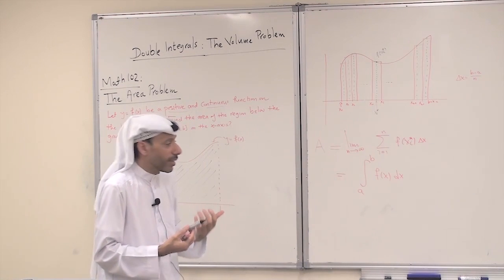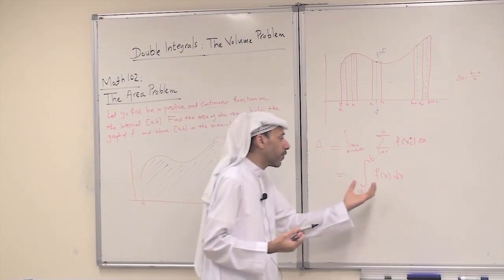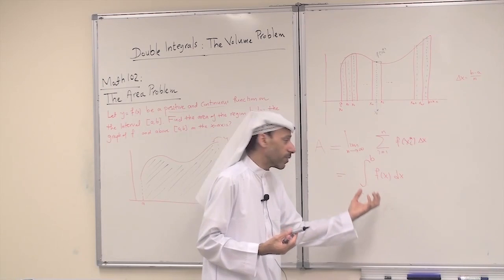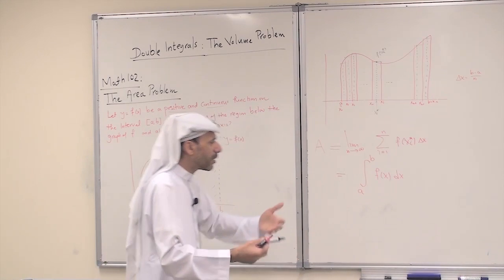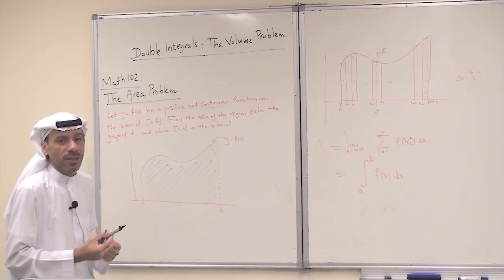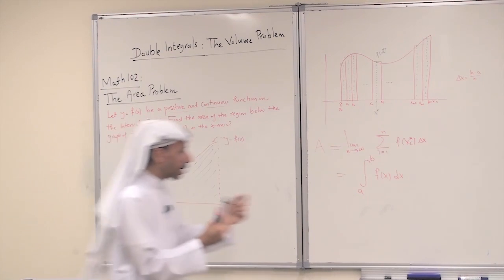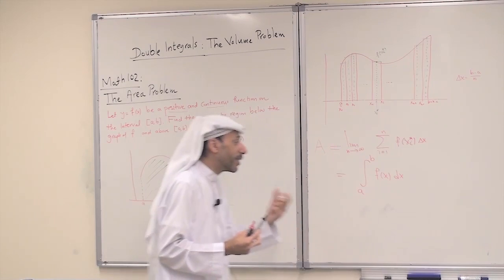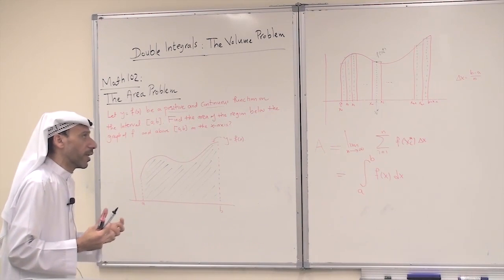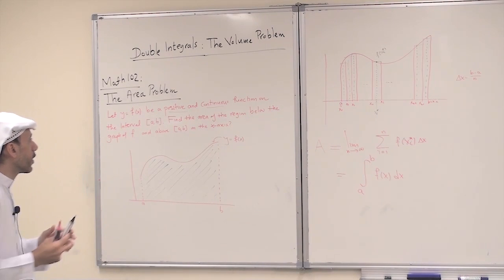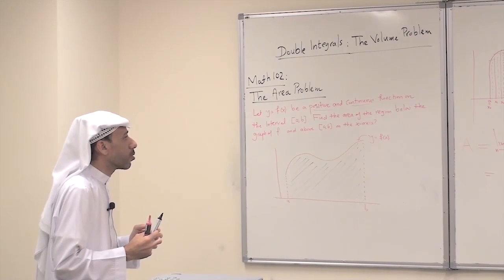The next step in Calculus 2 was really how to evaluate such an integral, and we spent almost the whole, or a great part, of Calculus 2 on just how to evaluate integration of functions of one variable. So this is briefly the area problem of Calculus 2.